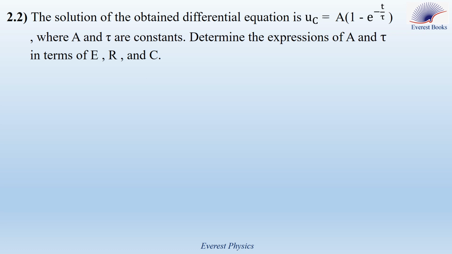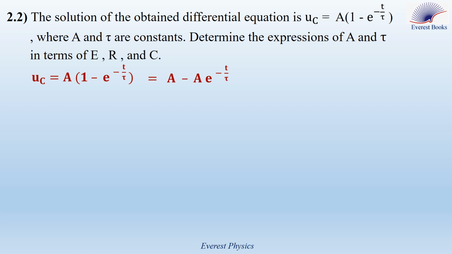Part 2.2. The solution of the obtained differential equation is uc equal A into 1 minus e to the power minus t over tau, where A and tau are constants. Determine the expressions of A and tau in terms of E, R and C. UC equal A into 1 minus exponential minus t over tau. Expand, so UC becomes A minus A exponential minus t over tau.